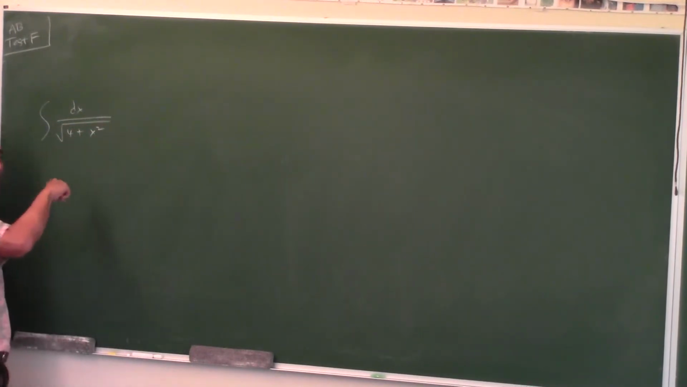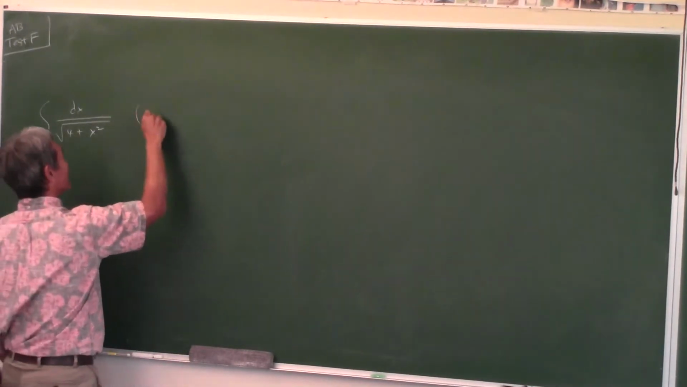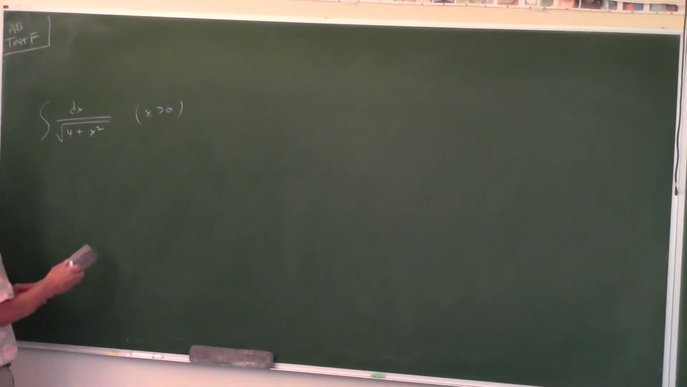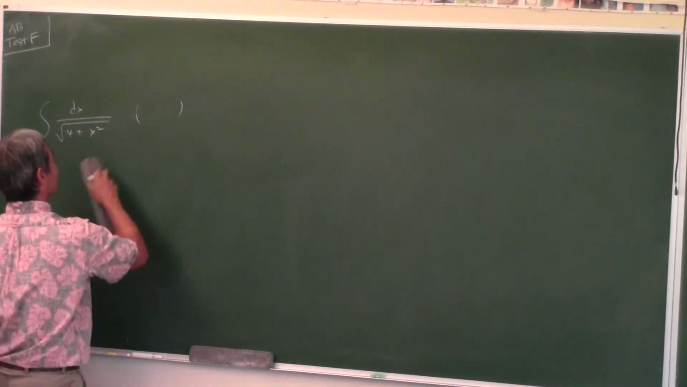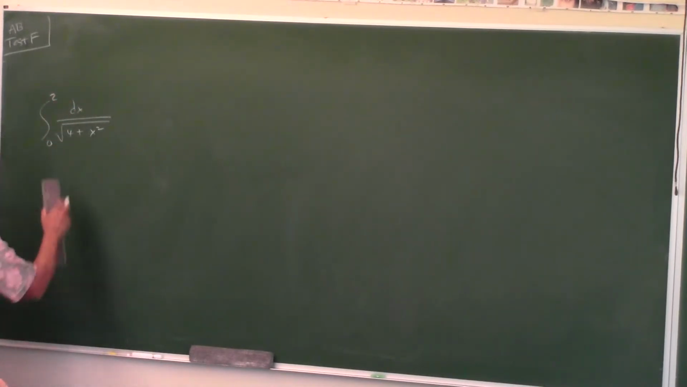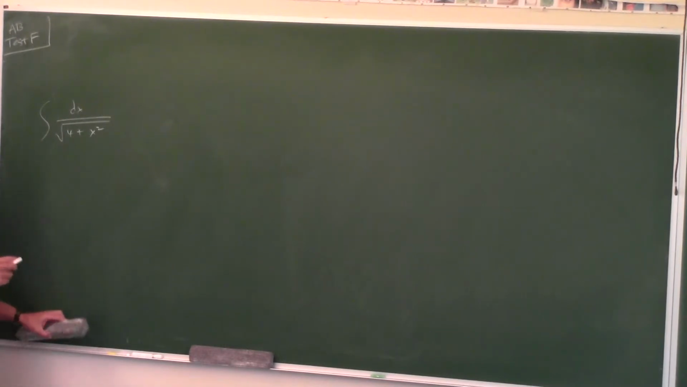And let's make a condition here: x is greater than 0. No, you know what? I think we better put limits on this thing. We're going to do it without limits first, and then we're going to do it with limits, because you have to see the difference.